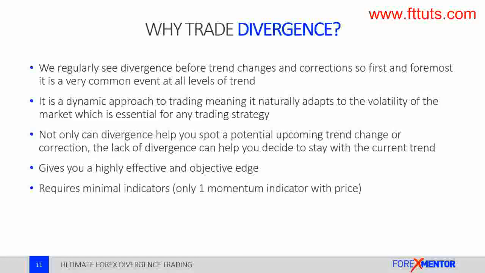It requires minimal indicators, only one momentum indicator with price, so you don't have a bunch of stuff on your charts that's really going to confuse you. And trust me, I've seen some traders that have so many things in their charts you can barely see price action. Okay, so this limits that. We only need one momentum indicator. Obviously, we're going to have other support and resistance drawings on our charts. We'll have Fibonacci retracements and extensions and trend lines and whatnot, but we're not going to have a whole bunch of indicators to have to be concerned with.